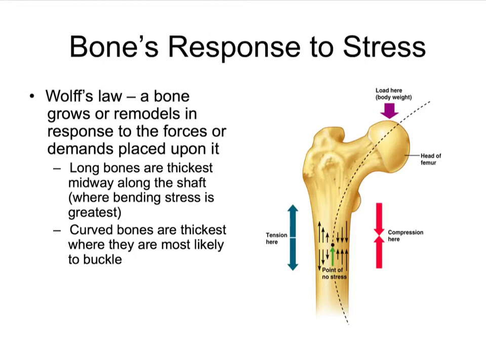So long bones are thickest midway along the shaft where the stress of bending is the greatest. You think about all the weight that is put on your femur all day long, running, carrying stuff, walking up and down stairs. A tremendous amount of stress is on it. So the thickest part of the bone is going to occur where the point of stress is the greatest. Curved bones are thickest where they are most likely to buckle.